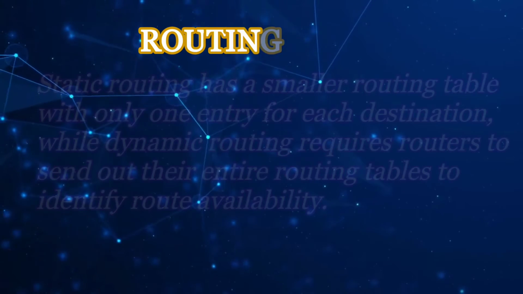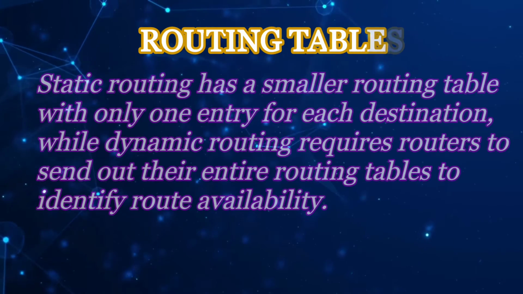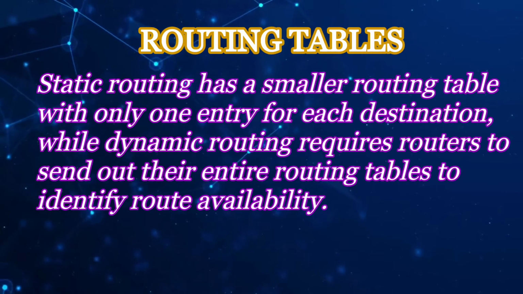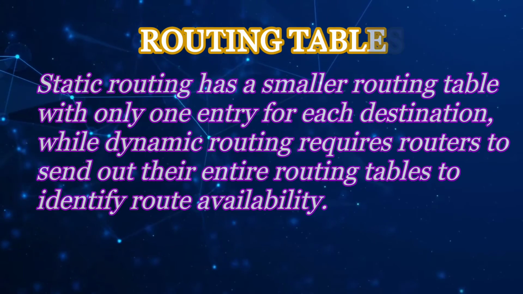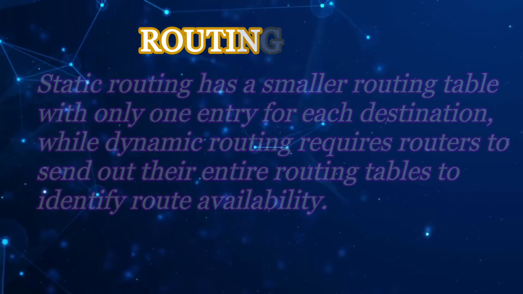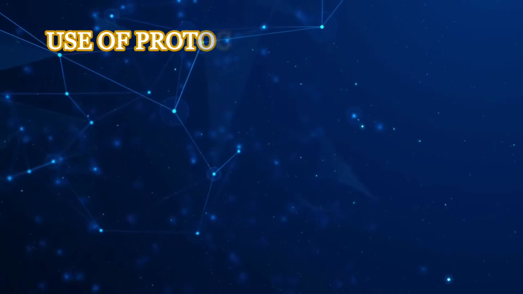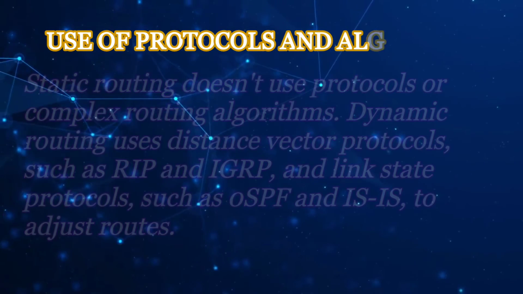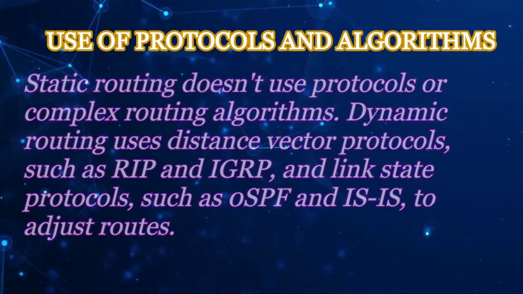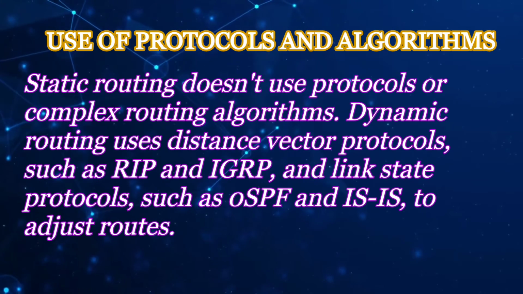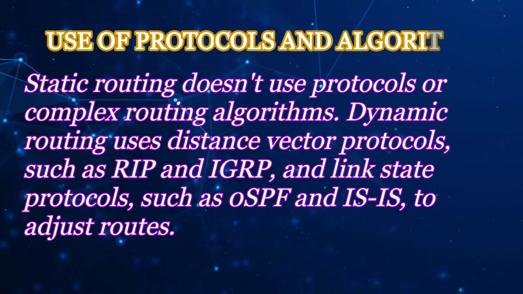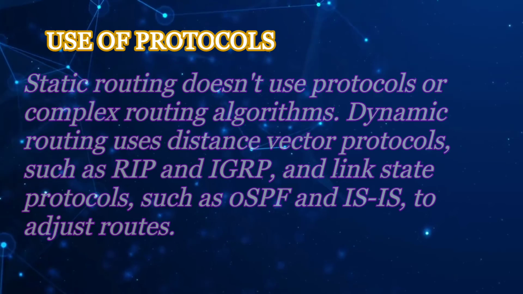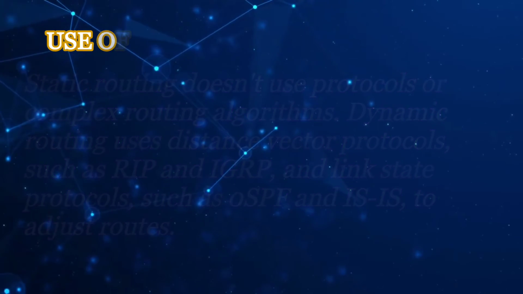Third, when it comes to routing tables, static routing has a smaller routing table with only one entry for each destination, while dynamic routing requires routers to send out their entire routing tables to identify route availability. Fourth is when it comes to the use of protocols and algorithms. Static routing doesn't use protocols or complex routing algorithms, while dynamic routing uses distance vector protocols such as RIP and IGRP, and link state protocols such as OSPF and IS-IS to adjust routes.